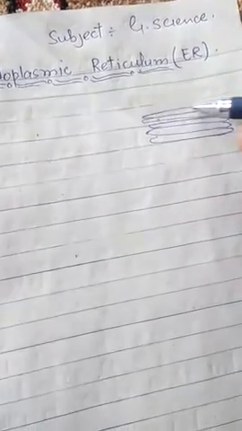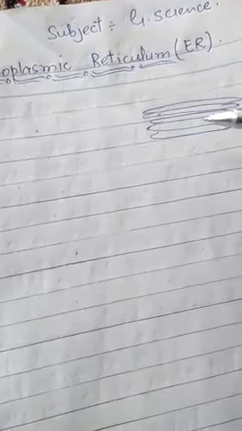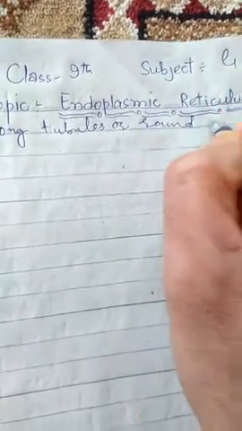The endoplasmic reticulum is a large network of membrane-bound tubes or sheets. It looks like long tubes, long tubules, or round or oblong bags.